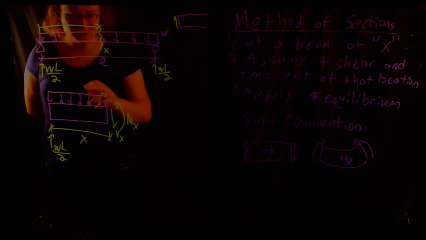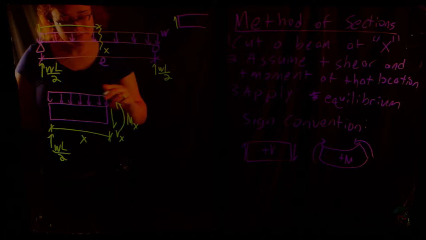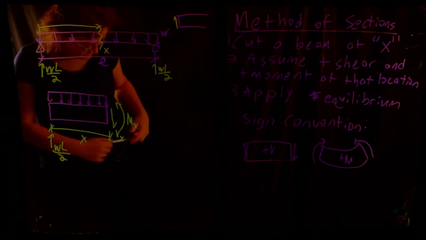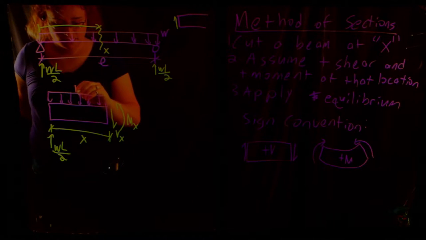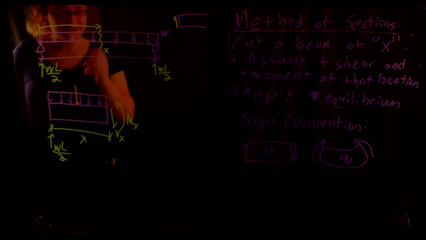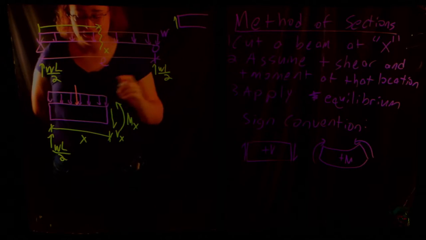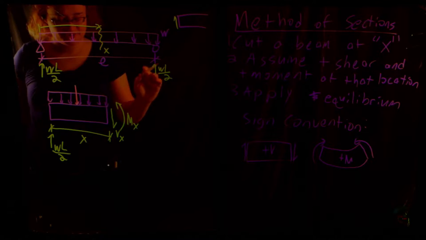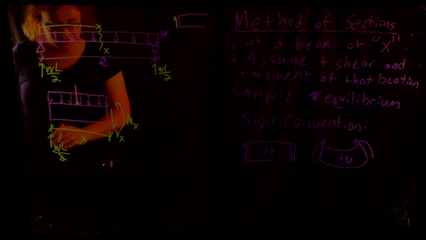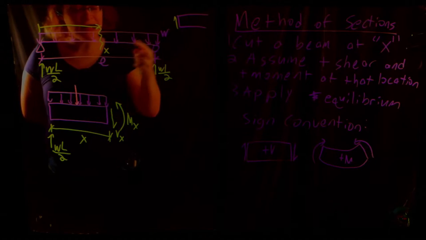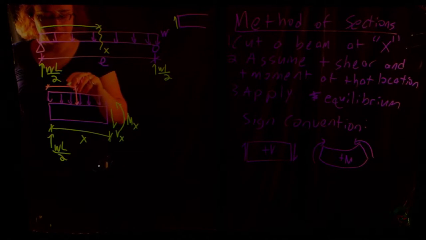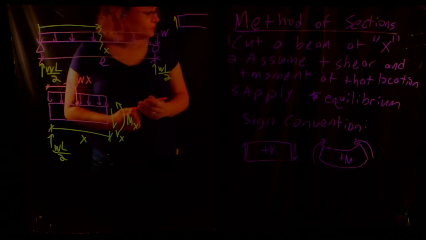Now, I am going to need to find the equivalent point force of this distributed load, and that's not going to be too bad. So the equivalent point load of this, and again, as a reminder, I'm not applying a new load to the structure. I'm just finding what equivalent point load I would have to apply to produce the same effects as this distributed load. This would be equal to not W times L, but W times X, and this would be applied at a distance of X over 2, or 1/2 X.